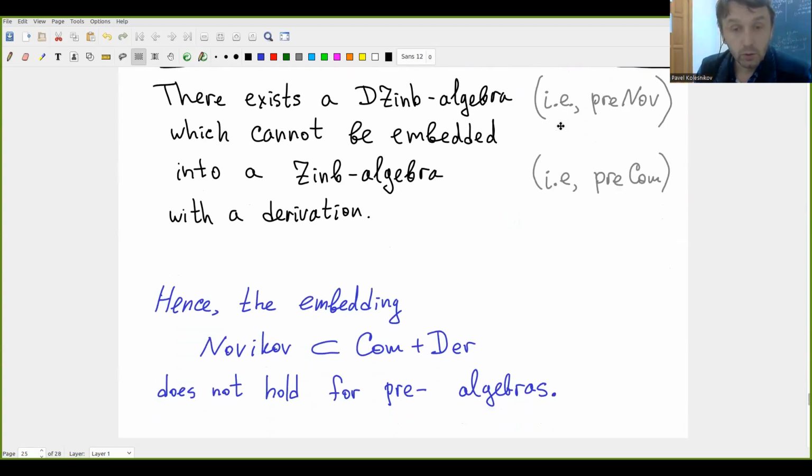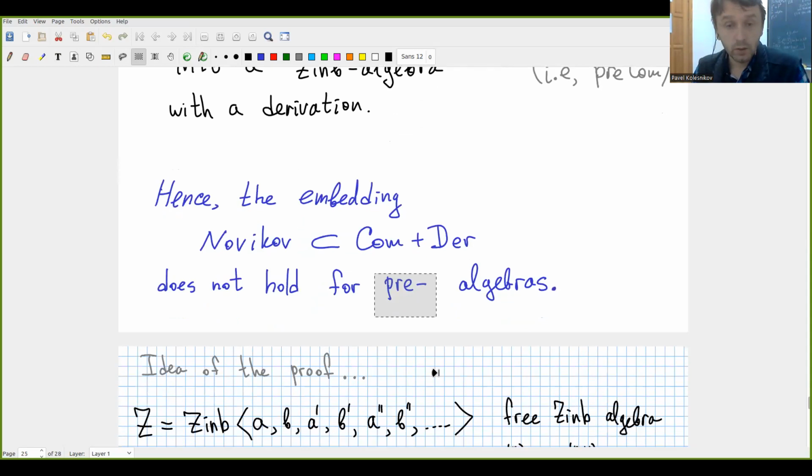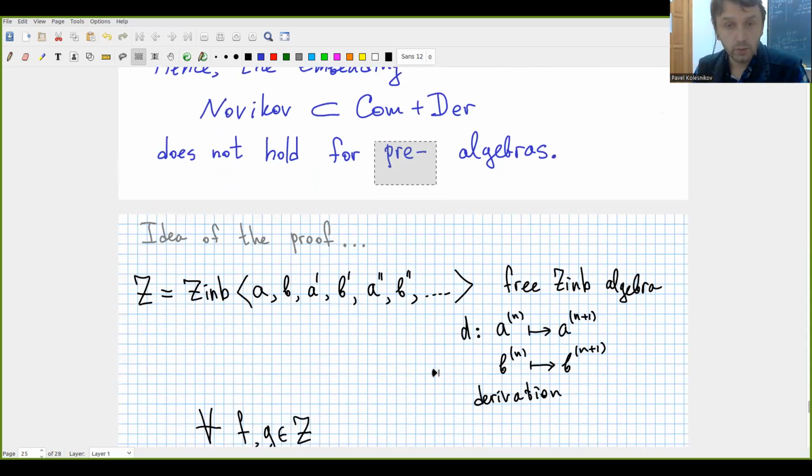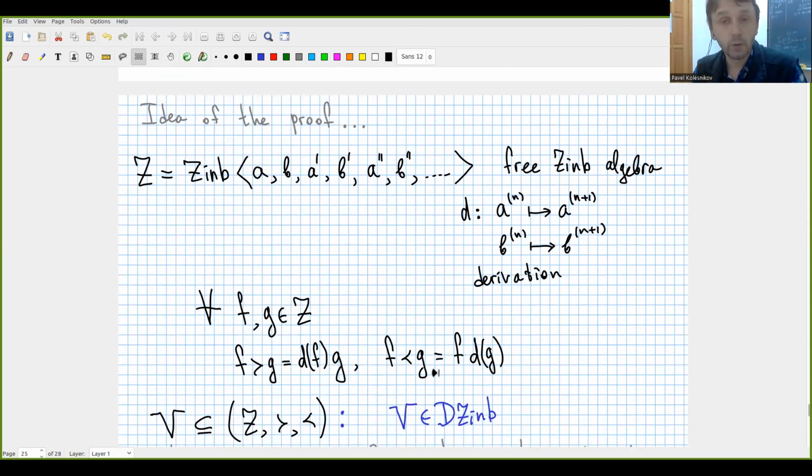So what can we state? The embedding that we have for ordinary algebras doesn't hold for pre-algebras. This property is not inherited in the dendriform world. Now, here I have a couple of minutes, I think. I will state a brief idea of the proof, how to construct such an example of Zinbiel algebras.